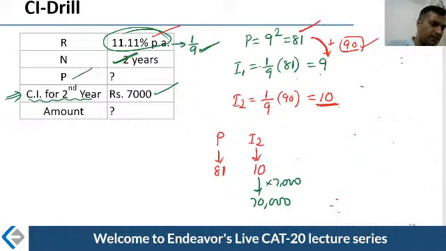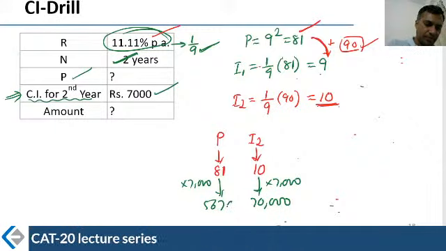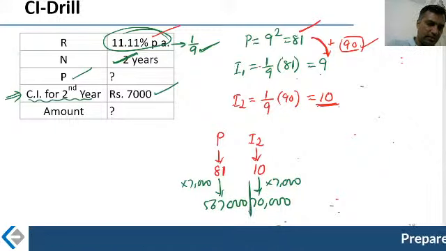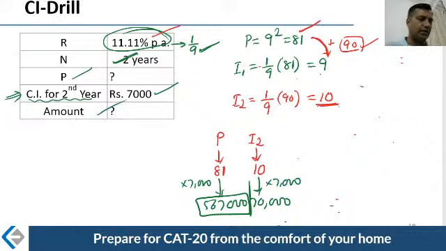If you want the principal, therefore, what should you be doing? Multiply this by 7,000. Right now, therefore, 567,000. That is the kind of principal that you have started with. You can get the amount as well because you know the principal now. You can add it and you can get the amount there.